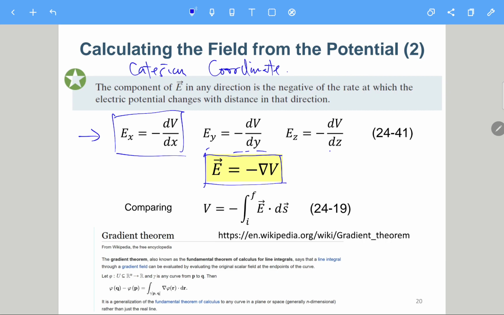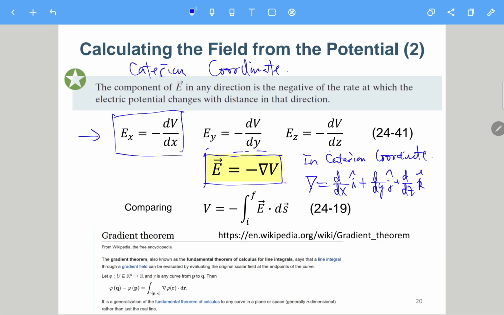So in Cartesian coordinate, the gradient can be written as partial x i, plus d dy j, plus d dz k.